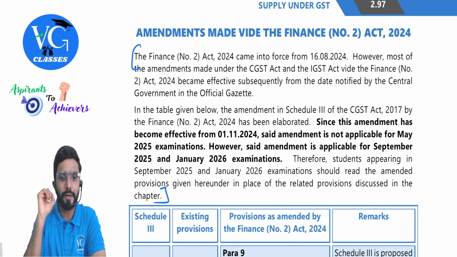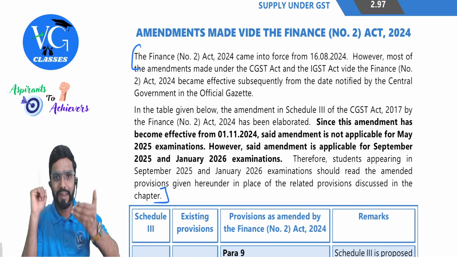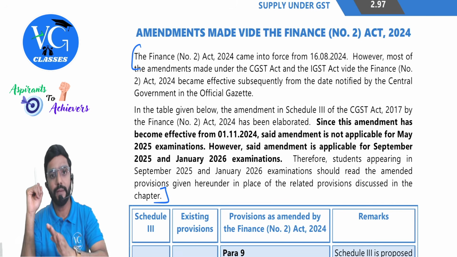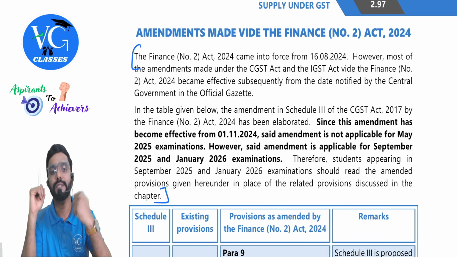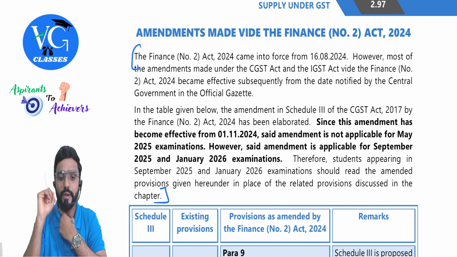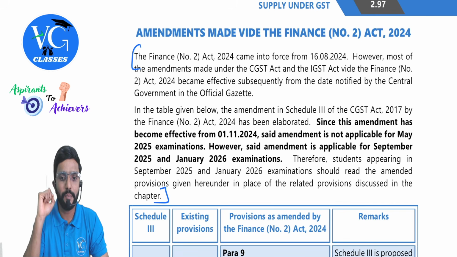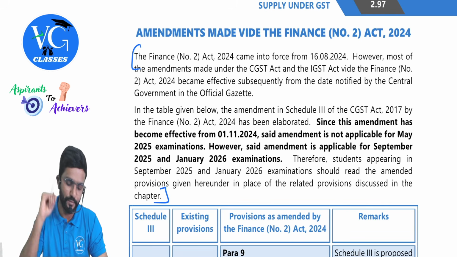Since this amendment has become effective from 1st November 2024, the said amendment is not applicable for May 2025 exams. So whatever amendments I am covering now are those amendments which were not applicable for May but are applicable for upcoming exams, that is September as well as January exams, guys. However, the said amendment is applicable for September 2025 and January 2026 examinations. Therefore, students appearing in September 2025 and January 2026 examination should read the amended provisions given hereunder in place of related provisions discussed in the respective chapter.